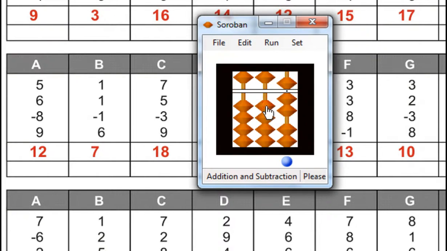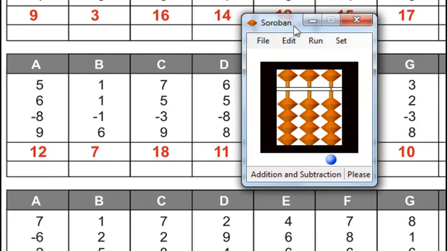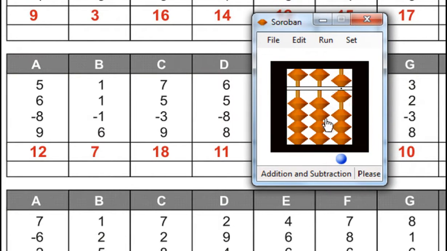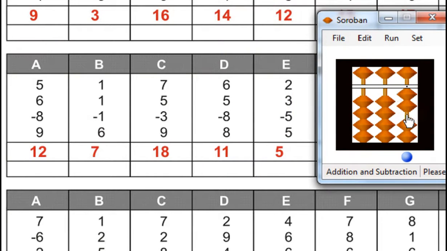Next, 7 plus 5, for that plus 10 minus 5 minus 3, for that minus 5 minus 10 plus 7 plus 9, for that plus 10 minus 1. Answer is 18. Next, 6 plus 5, for that plus 10 minus 5 minus 8, for that minus 10 plus 2 plus 8, for that plus 10 minus 2. Answer is 11. Next, 2 plus 3, for that plus 5 minus 2 minus 5 plus 5.